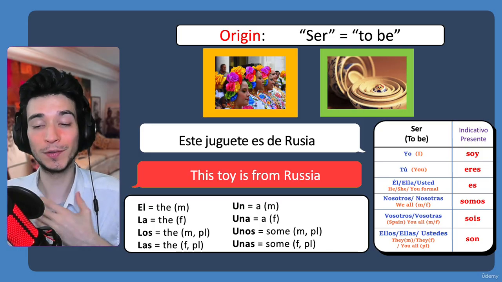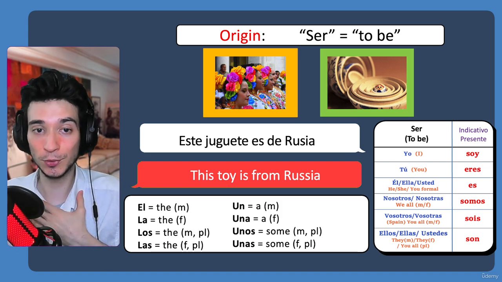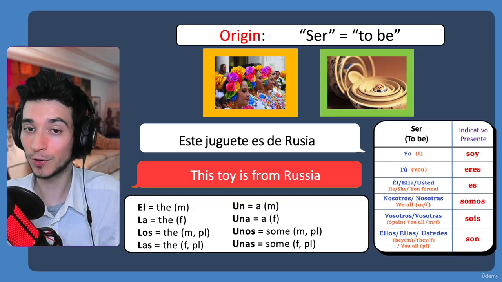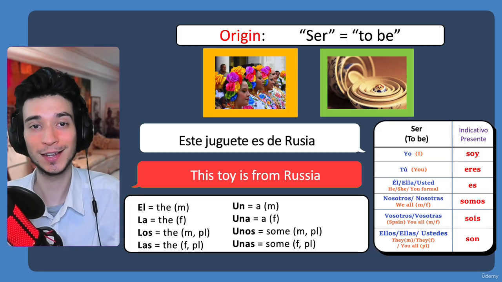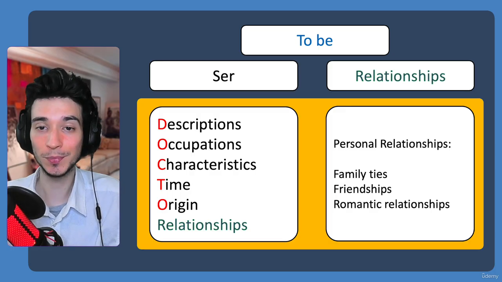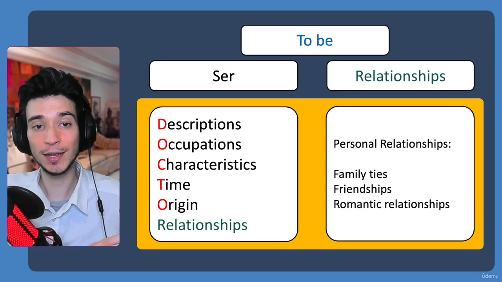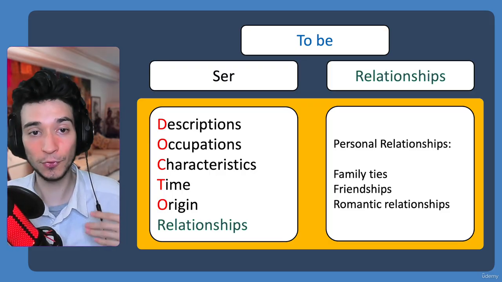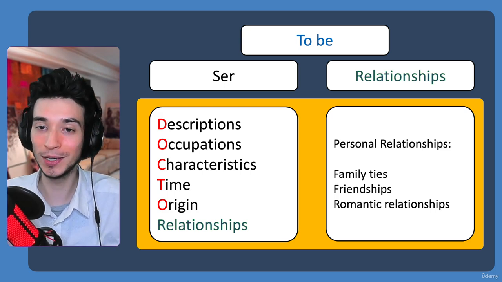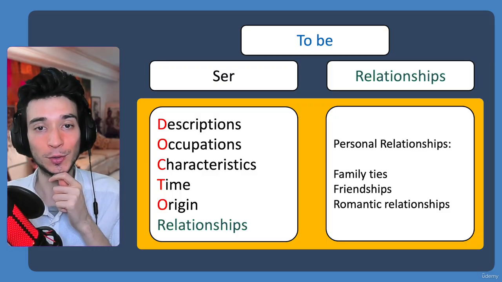So yes, maybe you come from Mexico, the US, maybe France or another country, and that relates to you. And it also refers to objects. For example, a toy. This toy is from Russia. So yes, people or objects, wherever they are from. And let's try the next one, relationships. So this relates to personal relationships, such as your family ties, your friendships, and also your romantic relationships.